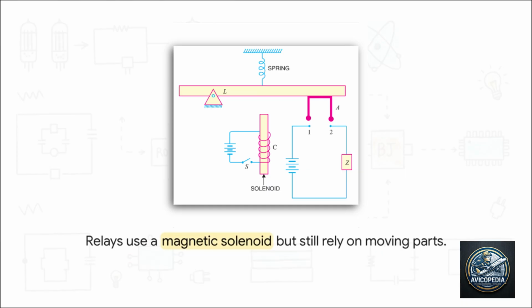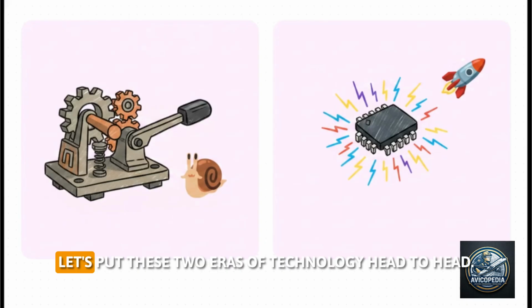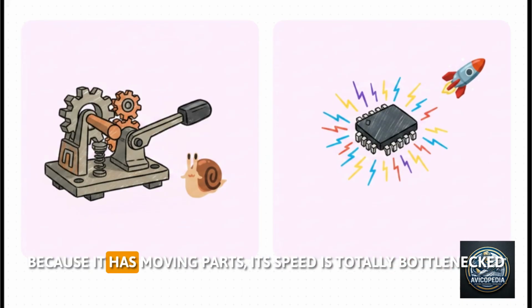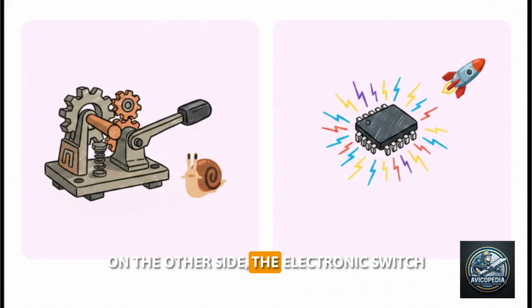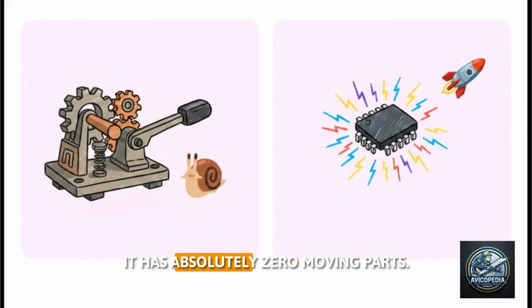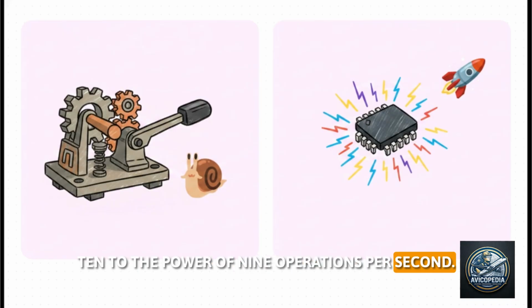Which brings us to Section 3, and really the hero of our explainer, the solid-state revolution. Let's put these two eras of technology head-to-head. On one side, we have the electromechanical relay. Because it has moving parts, its speed is totally bottlenecked at less than 5 operations per second. On the other side, the electronic switch, using semiconductor materials. It has absolutely zero moving parts, it is completely noiseless, and it can execute a mind-blowing 10 to the power of 9 operations per second.